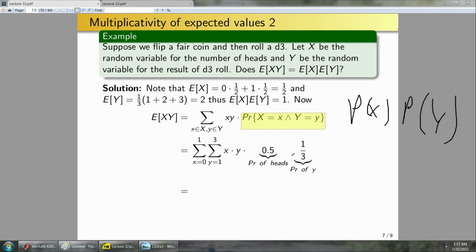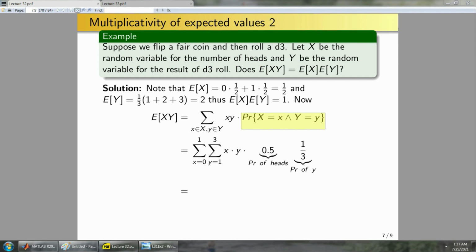Since it's a fair coin, whether x is 0 or 1, this probability doesn't change. It's always 0.5. Uniform distributions are nice. Next, the probability of y, well, whether y is 1, 2, or 3, since it's a fair die, I didn't say that, but I'm assuming it's a fair die, the probability is always going to be 1/3, so this is always going to be fixed.